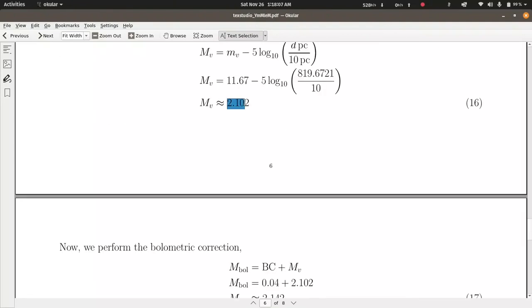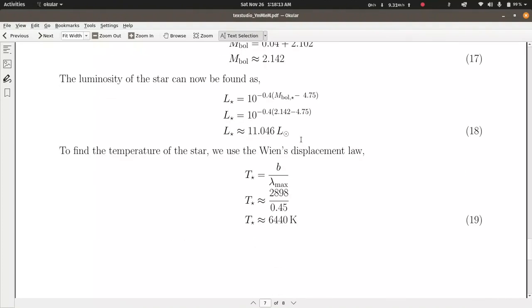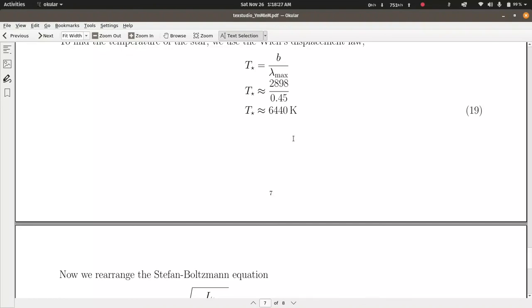The absolute magnitude comes out to be 2.102, and the bolometric magnitude comes out to be 2.142, and so the luminosity value is 11.046, which is a lot less than star 1. And then we have the temperature of 6440, which is 1.11 times the solar temperature.